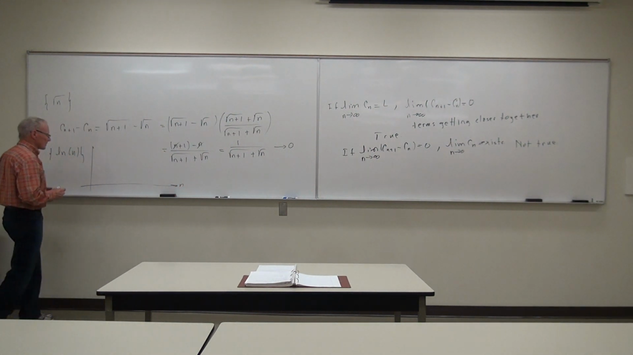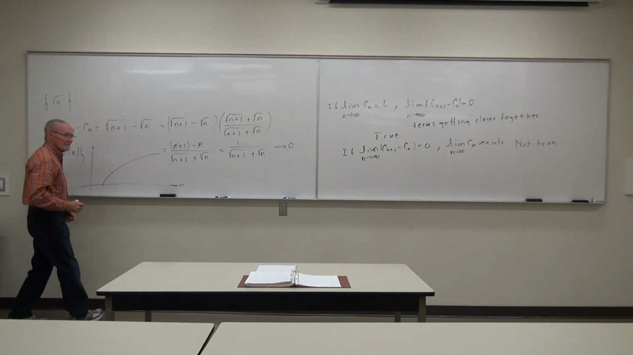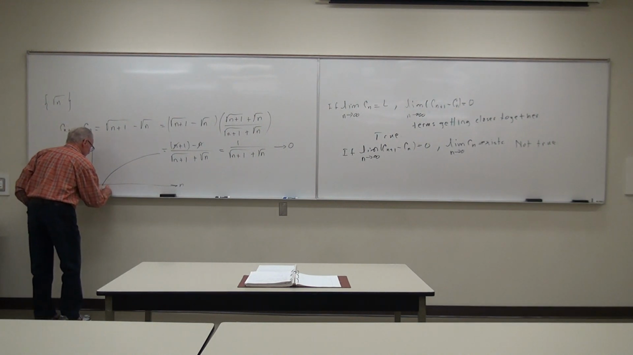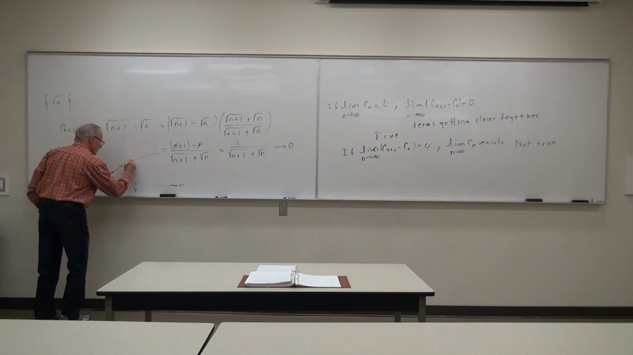What does the log graph look like? It starts here at 0 and it goes like that, right? And it goes up forever. But if you look at the terms of the sequence, there's the first one, the second one is that dot, the third one is that dot. Are these dots getting closer and closer together?